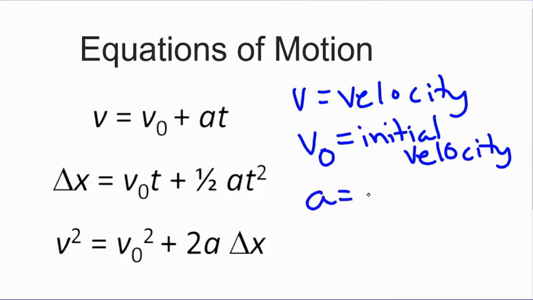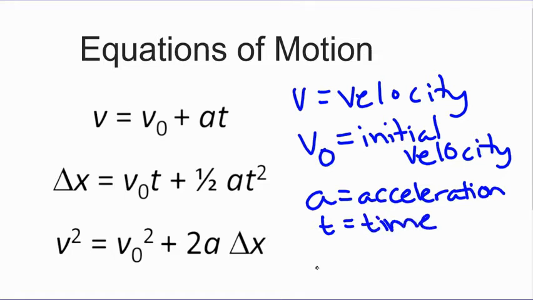A represents our acceleration. T represents time. And delta x means the change in position, x minus x0, or the displacement of our object.